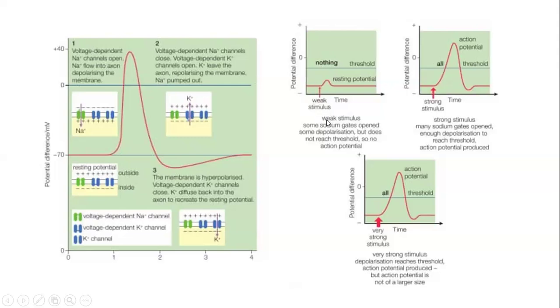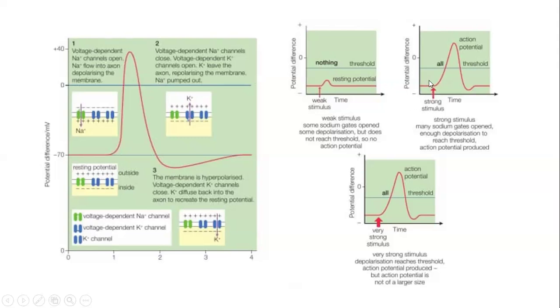So this is a weak stimulus, right? Can you see an action potential in the first graph? There's no action potential, right? Now here in the second one, can you see an action potential? Yes, ma'am. Why is there an action potential in the second one? Because there is a strong stimulus.